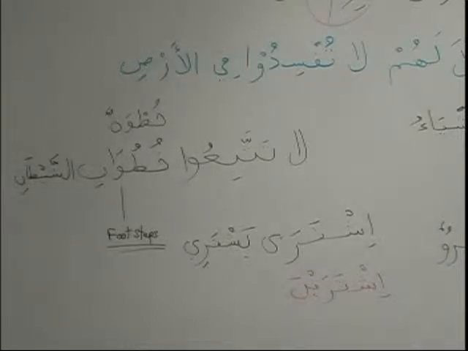Okay? So brother, Yashtari, he purchases. Tashtari, she purchases. And Tashtari, you are purchasing. Ashtari, I am purchasing. Nashtari, we are purchasing. So brothers and sisters, Yashtari, Tashtari, Tashtari, Ashtari, Nashtari. Got the idea, brothers and sisters? Fine. Now here it is, Ama Ishtaraitu.